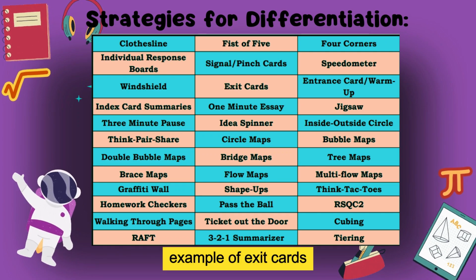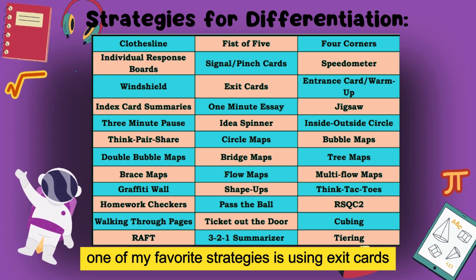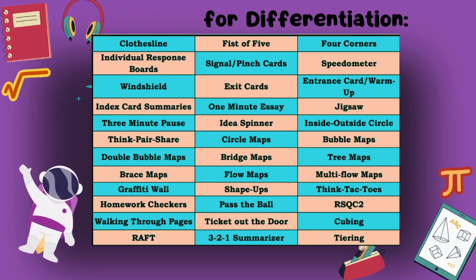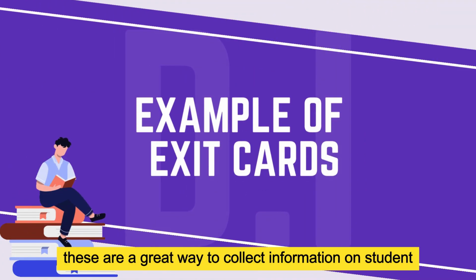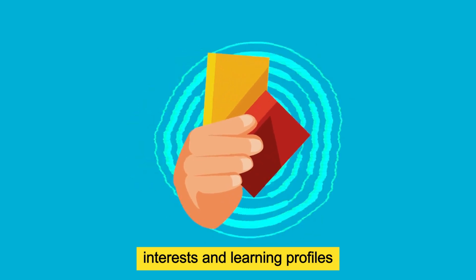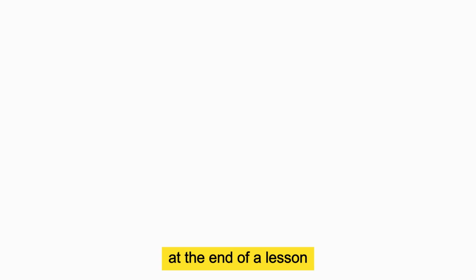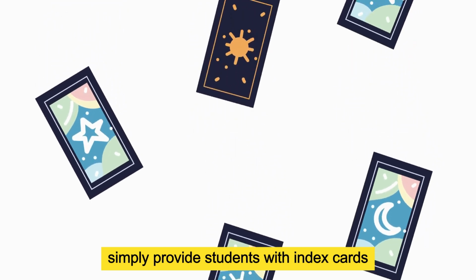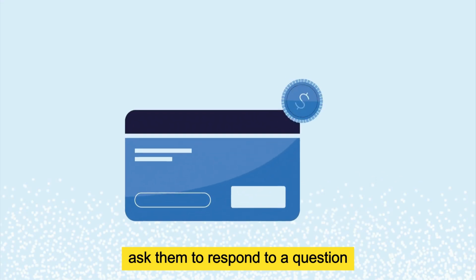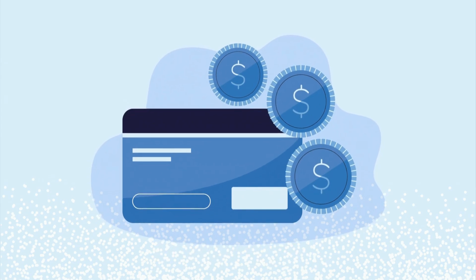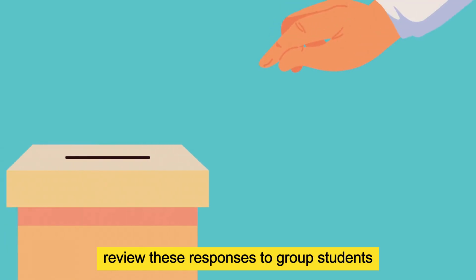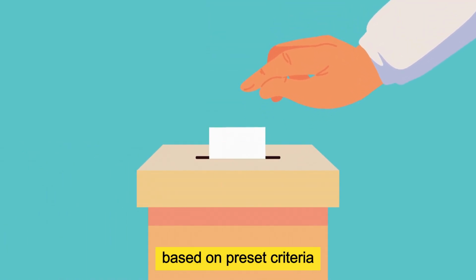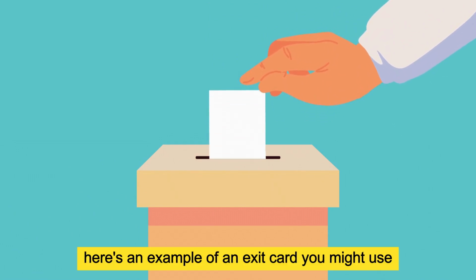Example of exit cards. One of my favorite strategies is using exit cards. These are a great way to collect information on student readiness levels, interests, and learning profiles at the end of a lesson. Simply provide students with index cards, ask them to respond to a question, and collect their responses. Review these responses to group students based on preset criteria. Here's an example of an exit card you might use.